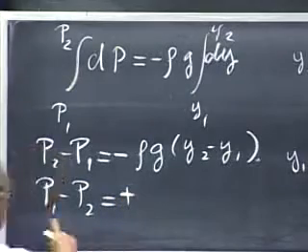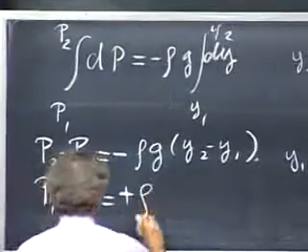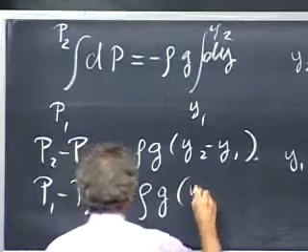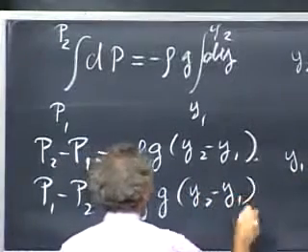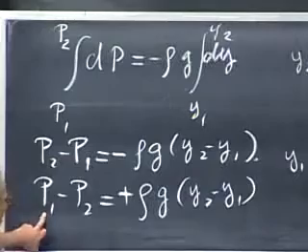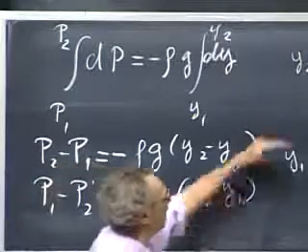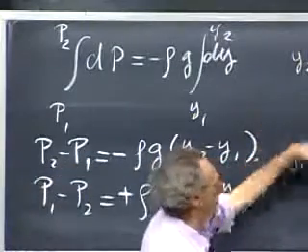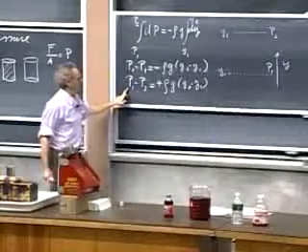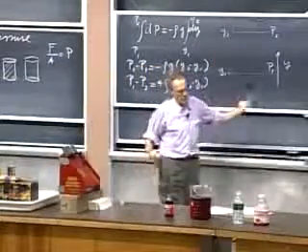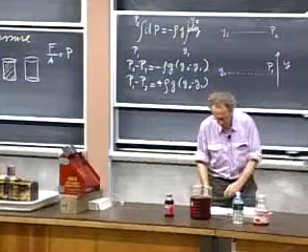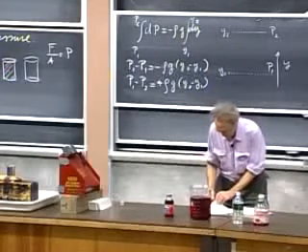I write a plus sign here, so I switch these around: P1 minus P2 equals rho g times Y2 minus Y1. So I see immediately that if Y2 minus Y1 is positive, this is higher than this, that the pressure at P1 is larger than the pressure at P2. But of course they are completely identical. So this is the hydrostatic pressure.